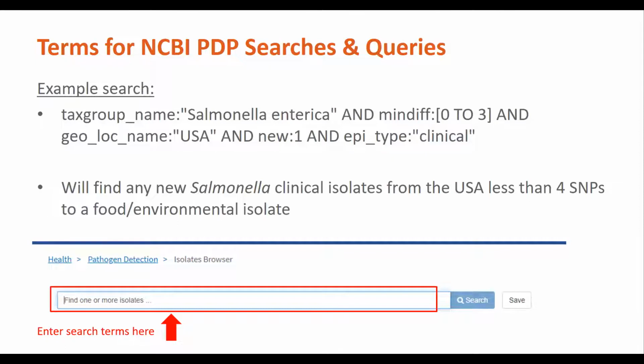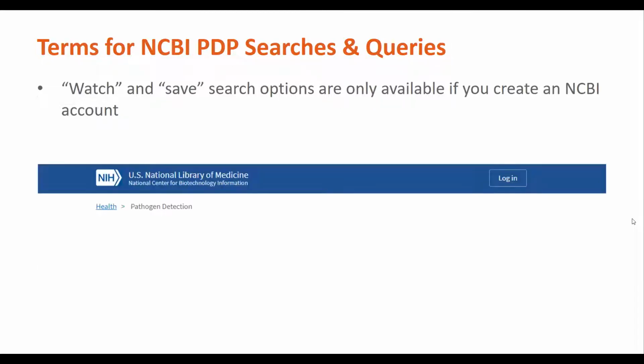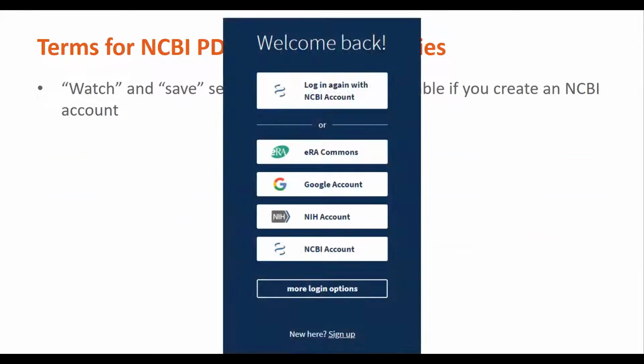So you would just enter your search criteria here in the search bar, and you can hit search or save if you actually want to save your search. Like I mentioned, these watch and save search options are only available if you create an NCBI account. If you don't already have one, it's free to create one. It's very easy. You can go to this login button. It'll pop up with a window like here, and you can just hit the sign up option for your account.